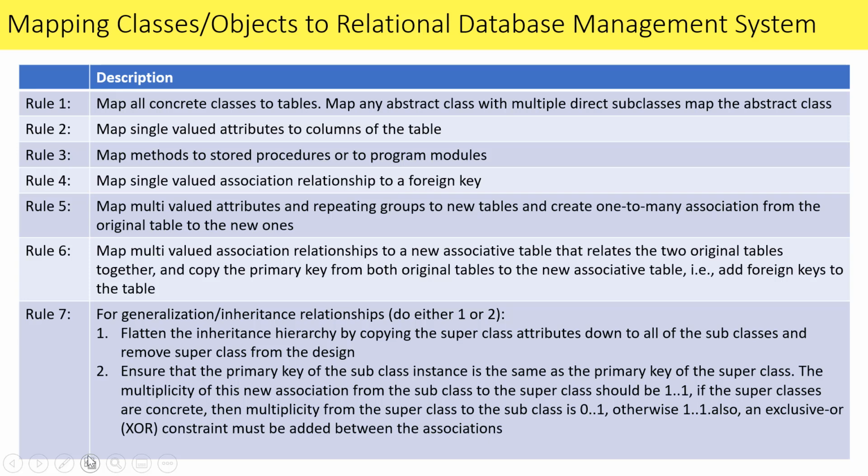And then, of course, how about relationships? So you map single-valued association relationship to a foreign key and multi-valued attributes to one-to-many relationships, and basically that's what we do.